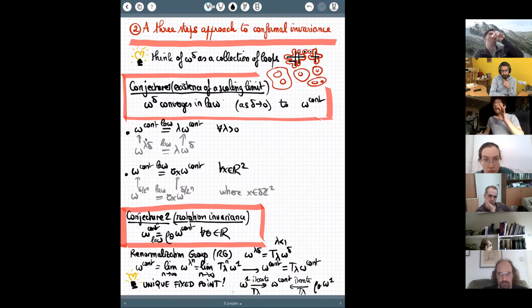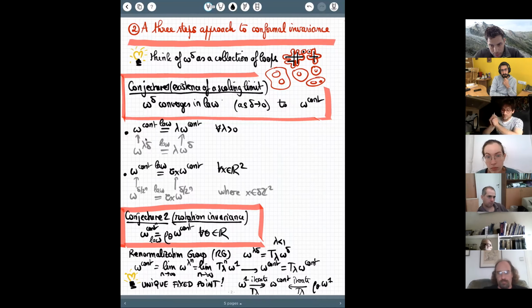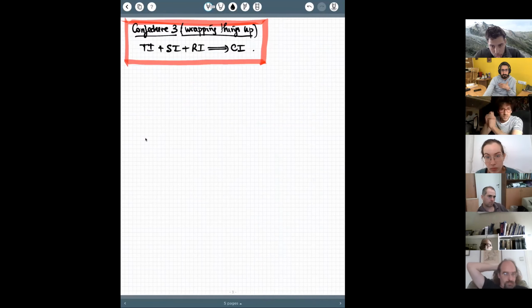Yes, it's omega. It's only the scaling limit which is rotationally invariant. The model itself, omega delta, is not rotationally invariant at any delta. That's a very good comment. Thank you very much.